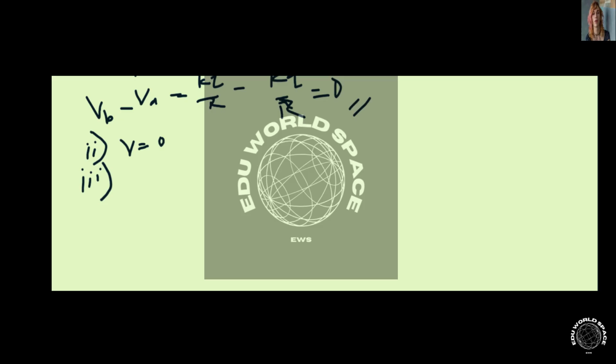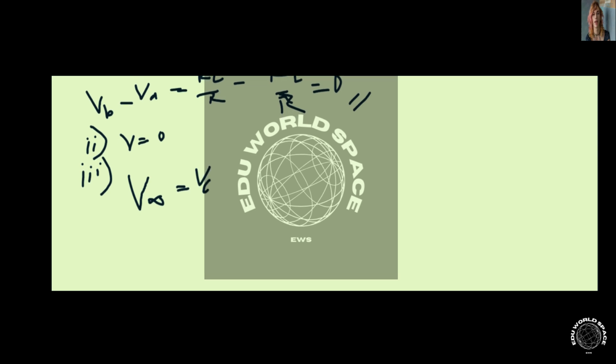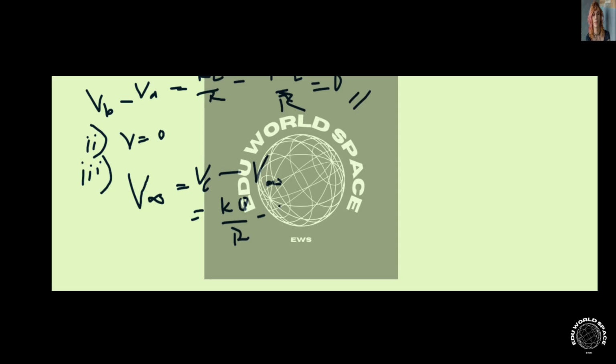the potential at infinity should be 0, because if you take a look at this, the potential difference between C and infinity is equal to VC minus the potential at infinity. If you substitute the value of KQ over R, and we know that the potential at infinity is 0, so it's just minus 0.